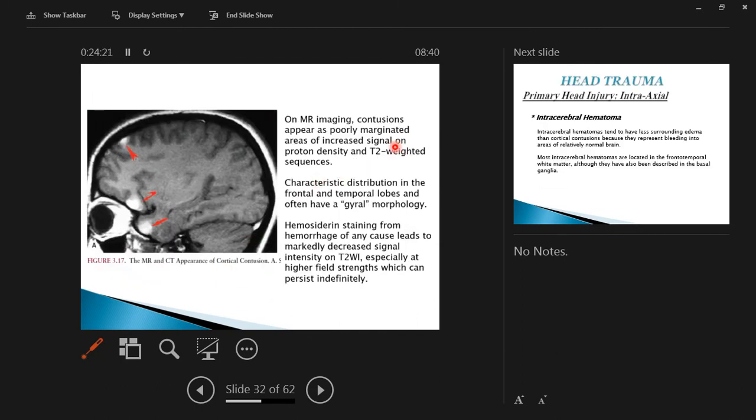On MR imaging, contusions appear as poorly marginated areas of increased signal on proton density and T2-weighted sequences. Characteristic distribution in the frontal and temporal lobes, and often a gyral morphology, aid us in the diagnosis. Hemosiderin staining from hemorrhage of any cause leads to markedly decreased signal intensity on T2, especially at higher field strength, which can persist indefinitely.